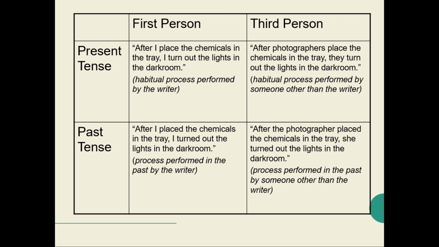While in the third person in the present tense, its example is when you say, after photographers place the chemicals in a tray, they turn out the lights in the dark room. Okay, you are referring to the photographers in the third person. But in the first person, you are referring to the photographer as you. Okay, so that's it. In the past tense naman, you'll just change the tense in those examples.